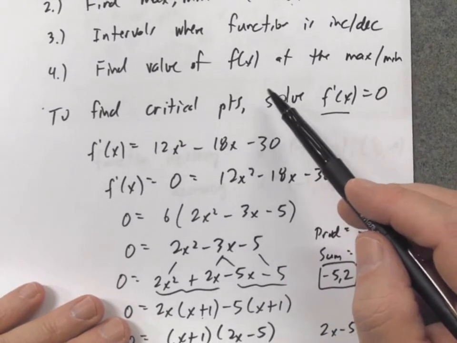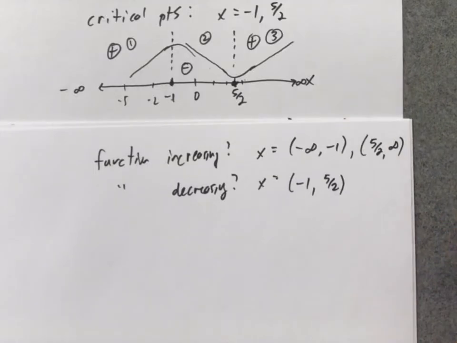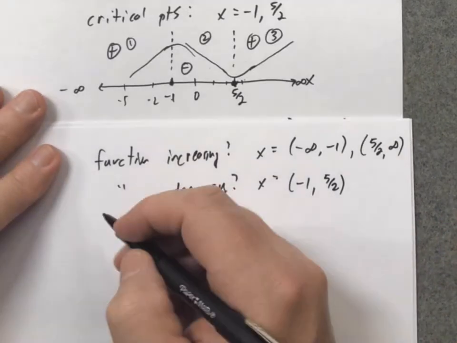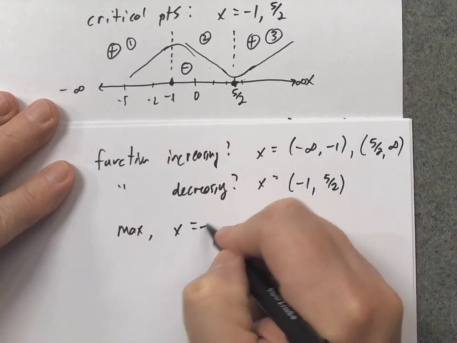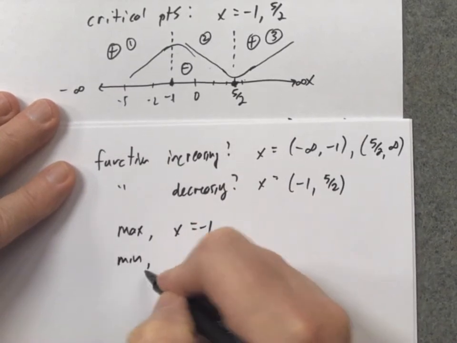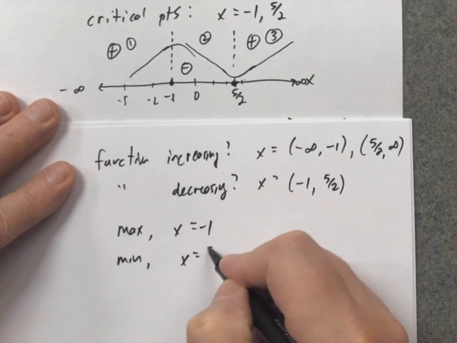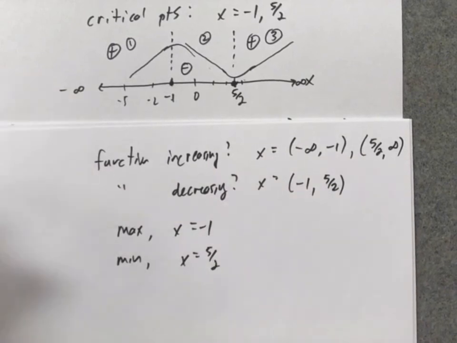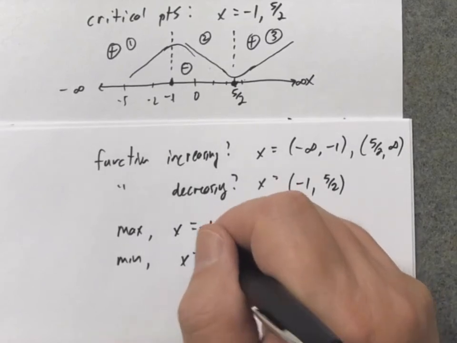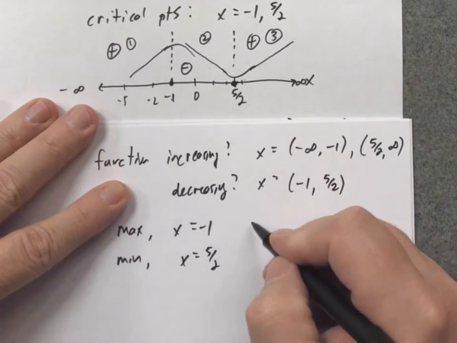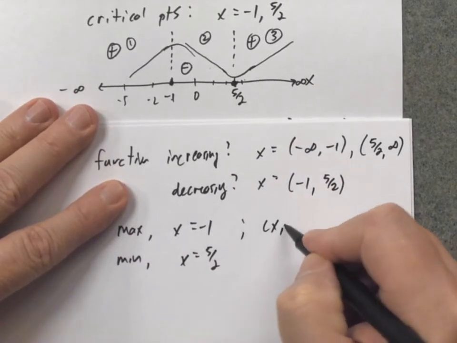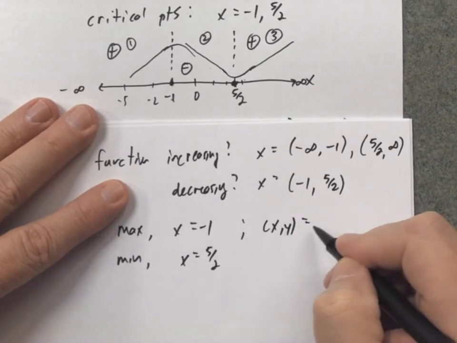Find the value of f of x of the max or min. So in other words, when I found the max or min, I just found the value of x. Sometimes that's all they ask for. But there will be times when they actually want to know what the value of the function is at the max and the min. In other words, what I really want to do now is, at that point, to get both the x and the y.